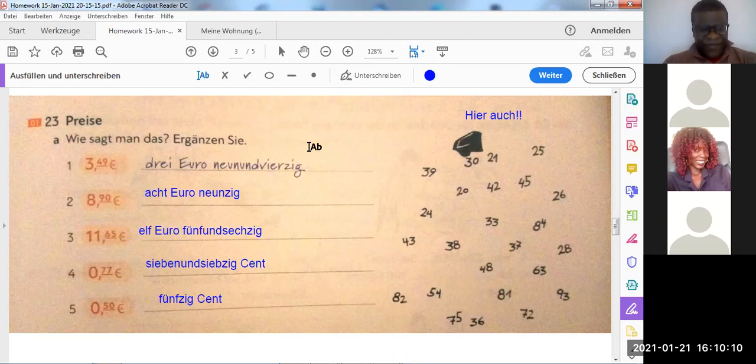Can you read, please? 1, 2, and 3. Okay. Shall I read the written part, or mention the figures? Just the written part, please. Drei Euro. Euro. Drei Euro.